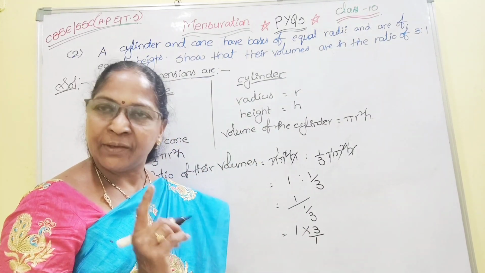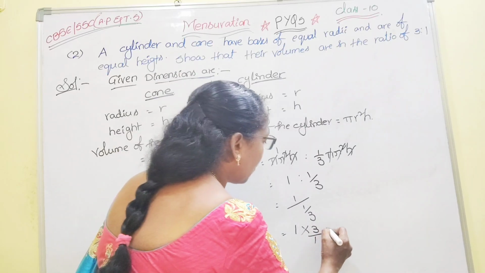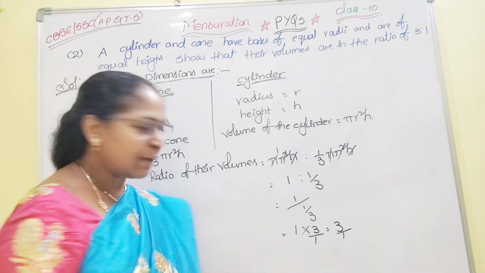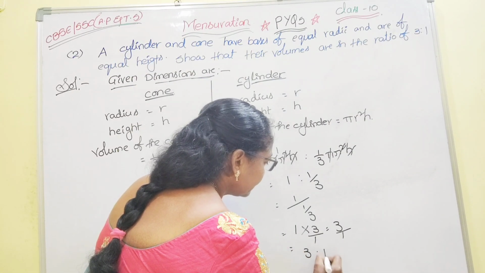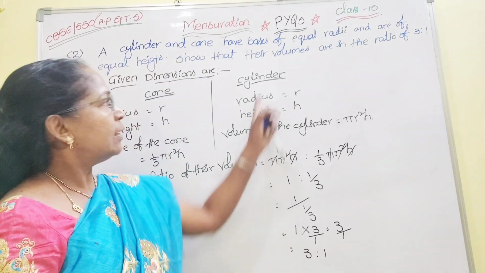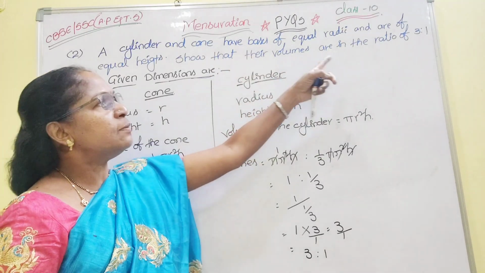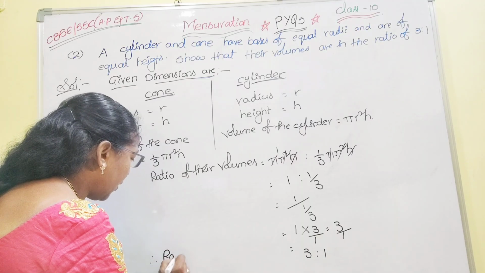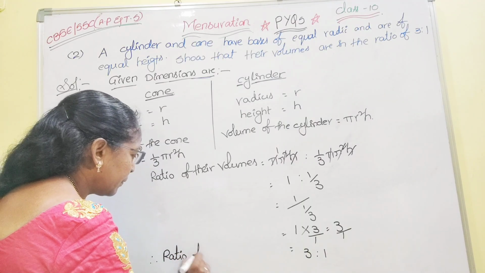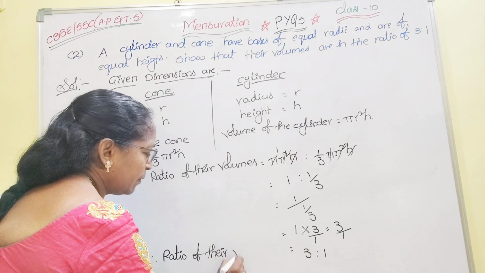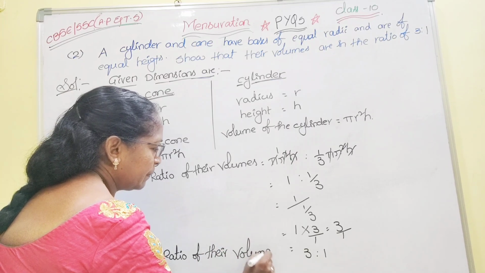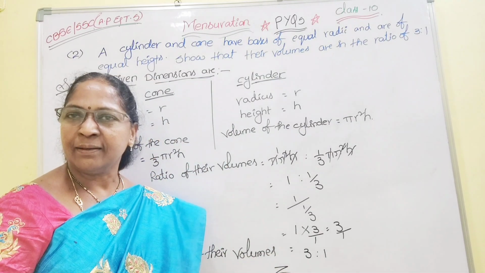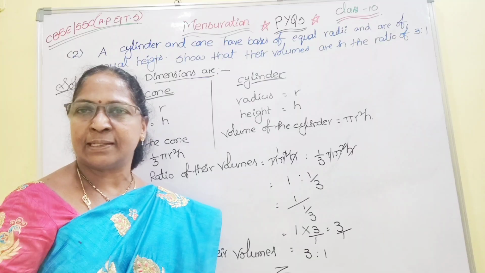Got it? Did you get my point? So 1 into 3 equals how much? 3 by 1. Now 3 by 1 is nothing but 3:1. Right? Here we showed that their volumes are in the ratio of 3:1. Therefore, the ratio of their volumes equals 3:1. We have already shown it here. Is it clear? If you don't know, then ask me in the comment section.